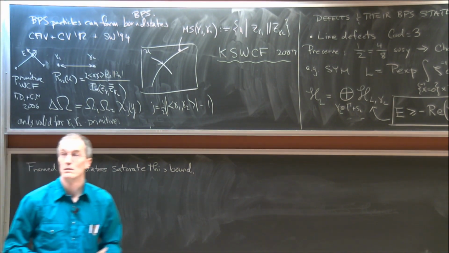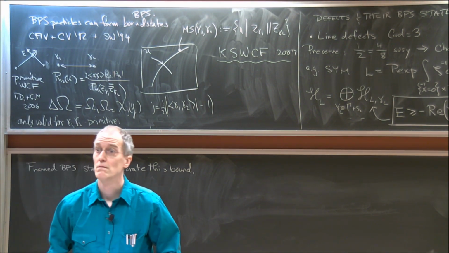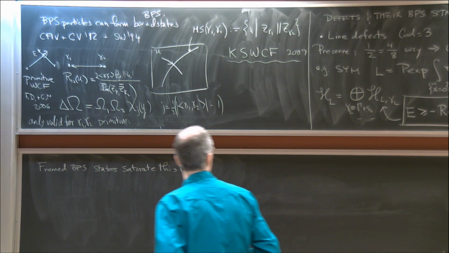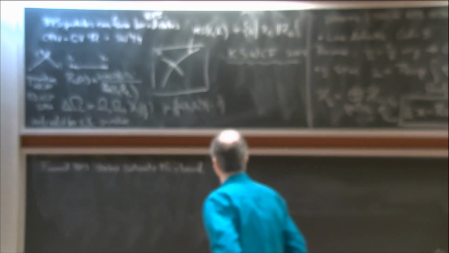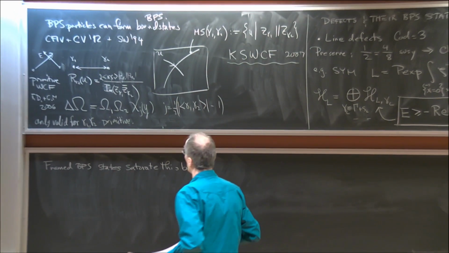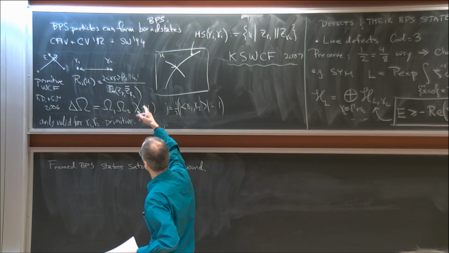In general, there'll be more than one such BPS state on either side, and so you're asking whether maybe some combination of them will. Well, I mean, there's a space of BPS states.